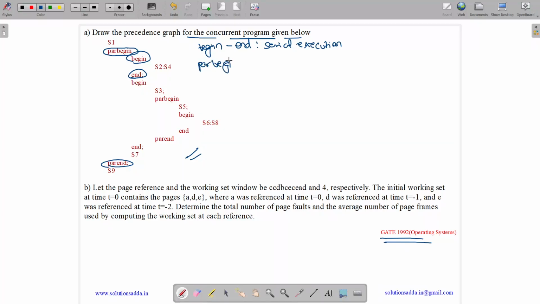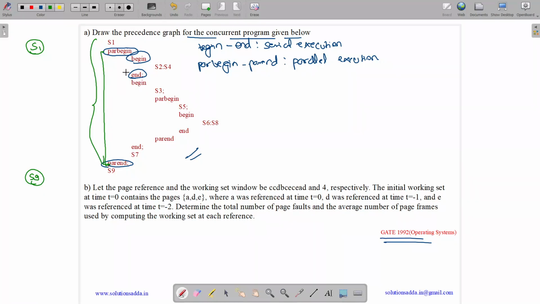Then we have statements like parbegin and parend. The statements between parbegin and parend have parallel execution. Parallel execution means anyone can execute first. They can execute in any order. So I will show you this. First of all, we have this serial execution of S1 followed by S9 with parbegin and parend in the middle. So initially S1 will execute, at the end S9 will execute, and we will have these parbegin and parend statements in between.